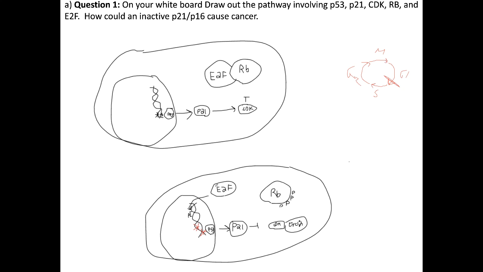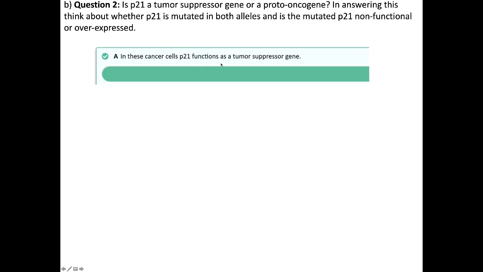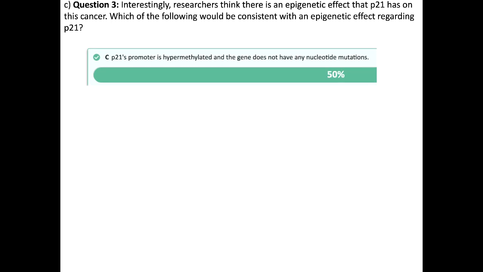The question doesn't ask it, but we might as well talk about it here. E2F is the opposite. It drives the cell cycle forward, so it is an oncogene. In this case, it's an oncogene, right? Up here, when it's functioning normally, it's a proto-oncogene. But once it's gone rogue here, no longer being regulated, it is now an oncogene. But P21 itself is a tumor suppressor gene. Okay, so now let's talk about question 3.